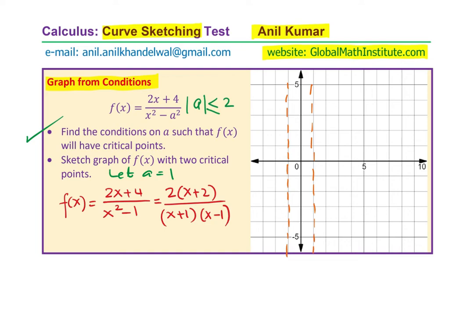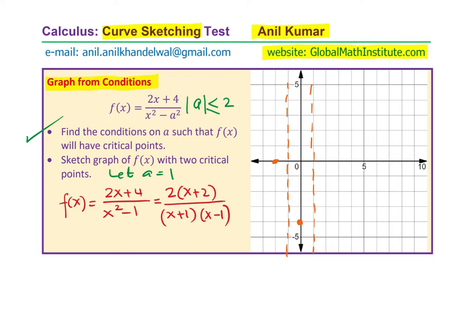Correct? And if I put x equals 0, I get the y-intercept, which is 2 times 2 is 4 divided by minus 1 means minus 4, right? So 1, 2, 3, 4. The y-intercept is right there. And we have the x-intercept because the numerator will be 0 at minus 2. So x-intercept is right there. You get the idea. So we have an x-intercept. We have the y-intercept. And we know the horizontal asymptote.